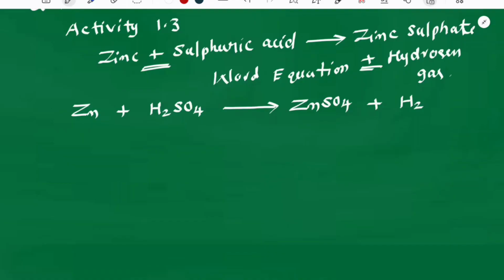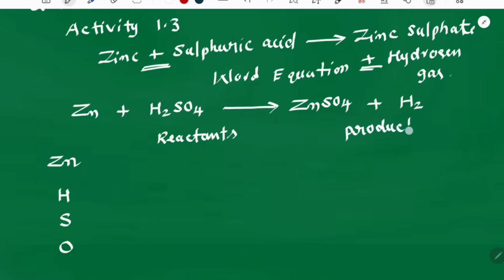Then you can see how many kinds of atoms are there. How many types of atoms? Just write here. The first one is zinc. Then hydrogen, then sulfur, then oxygen. So here is the reactant side, and this is the product side. Just observe the equation: reactant side, product side. You can count the number of atoms.